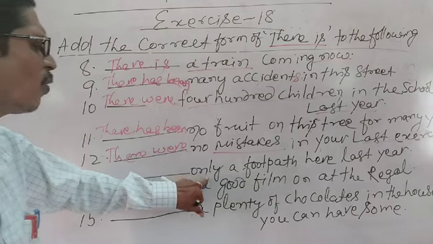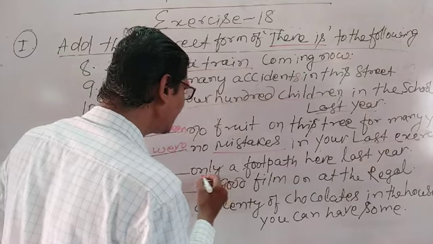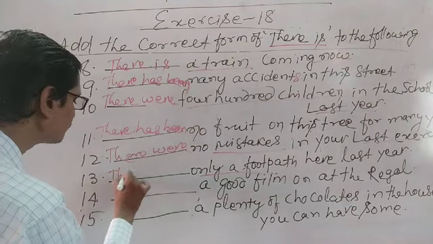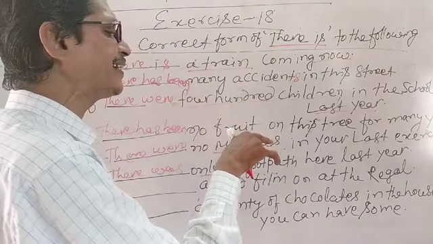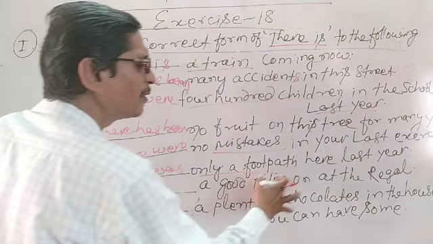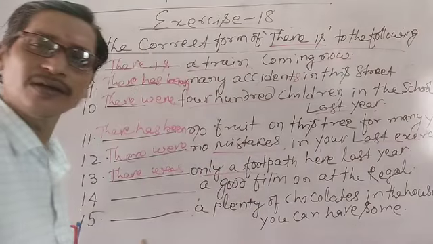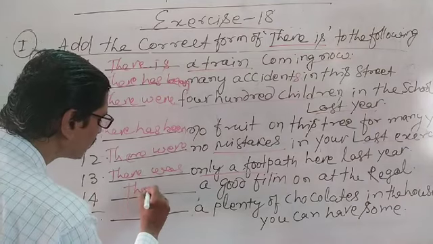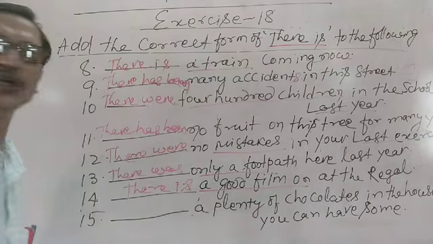Similarly, there is only a footpath here last year. Last year is the past time and only a footpath is talking about the singular subject. Therefore, there was only a footpath here last year. So similarly, there is a good film on at the Regal. Regal is the theatre, a film house, a talkies. It is talking about the present time and the singular subject, a good film.